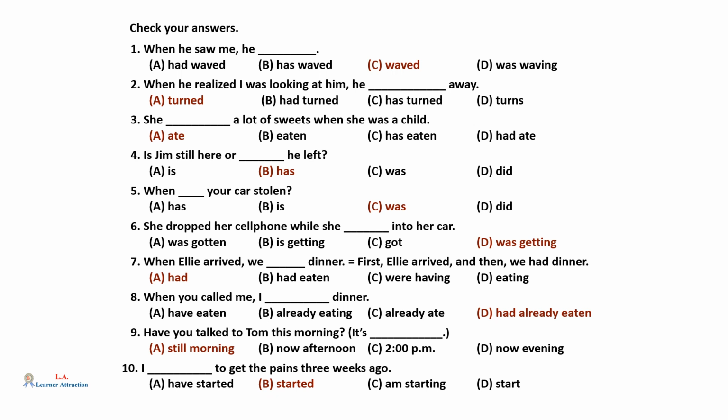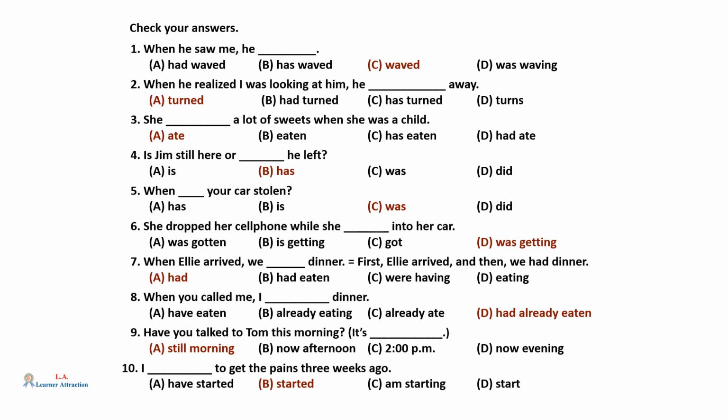Check your answers. Question 1. C. Waved. When he saw me, he waved. Question 2. A. Turned. When he realized I was looking at him, he turned away. Question 3. A. Ate. She ate a lot of sweets when she was a child. Question 4. B. Has. Is Jim still here or has he left? Question 5. C. Was. When was your car stolen?